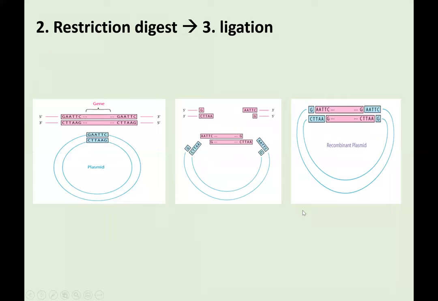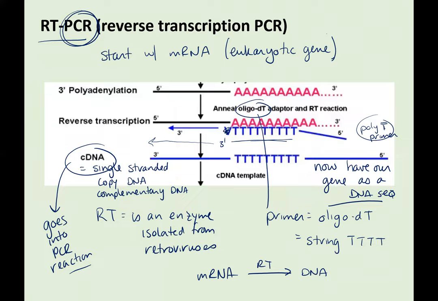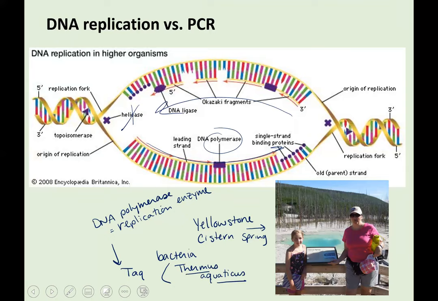Okay, so restriction digest. Maybe we did PCR first, then the restriction digest. Ligation, we've kind of talked about. This is the act of pasting or joining two DNA sequences. This uses the enzyme ligase, which, if you remember, here is DNA ligase. It's a naturally occurring enzyme that is used to connect all the Okazaki fragments on the lagging strand. So we've isolated that enzyme.